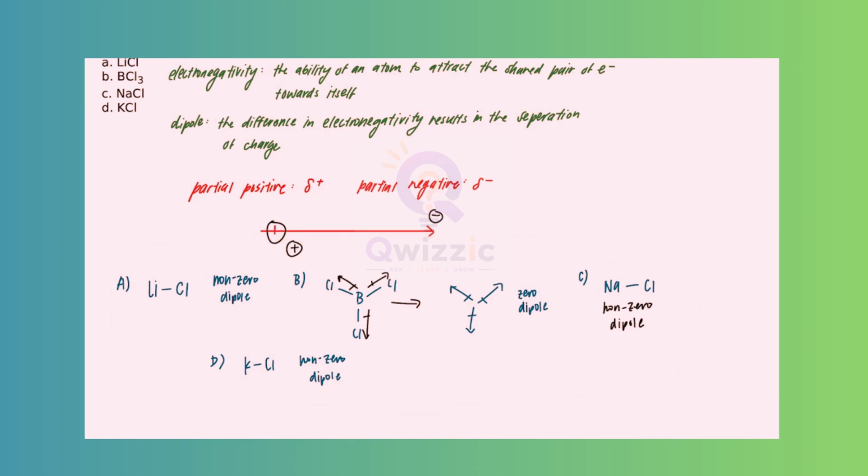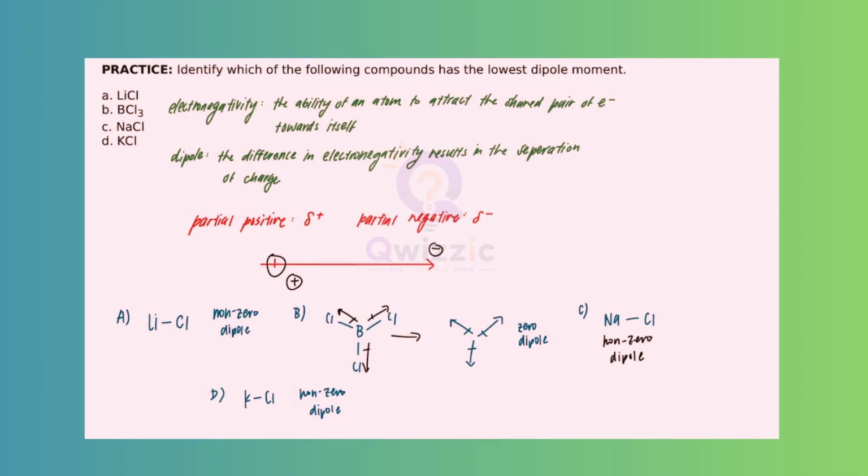So again, taking a look at the drawn structures here between options A through D, we see that the only option that gives us a 0 dipole is going to be option B. Again, that's because all the dipoles here are symmetric and they cancel each other out. So we get a 0 net dipole moment. So our answer then, to answer which of the compounds has our lowest dipole moment, that's going to be option B. So I'm going to go ahead and highlight option B as my final answer for this problem.